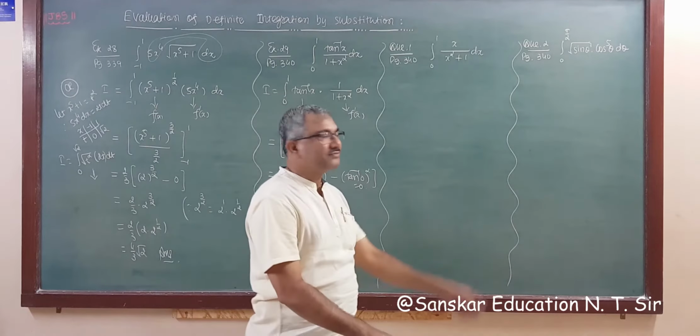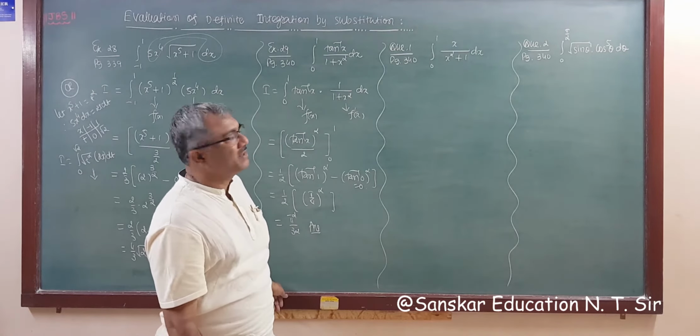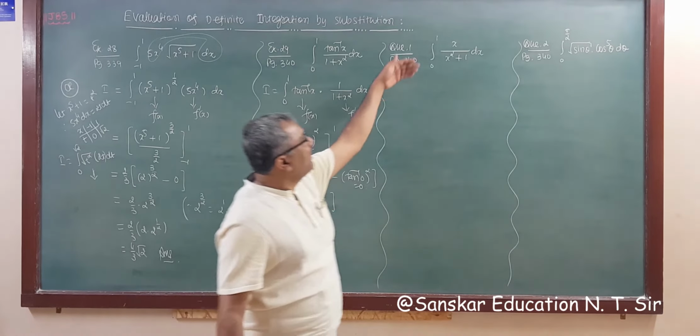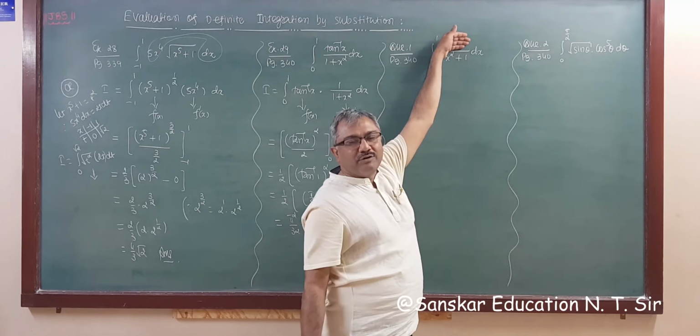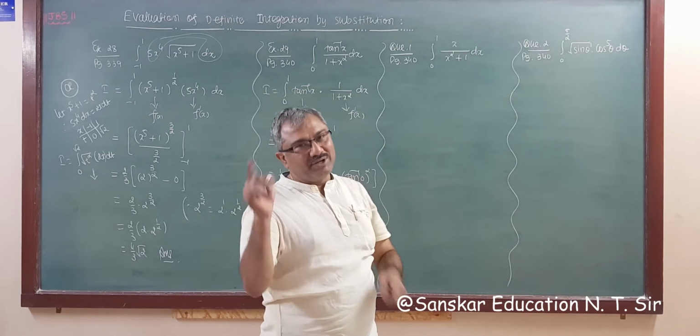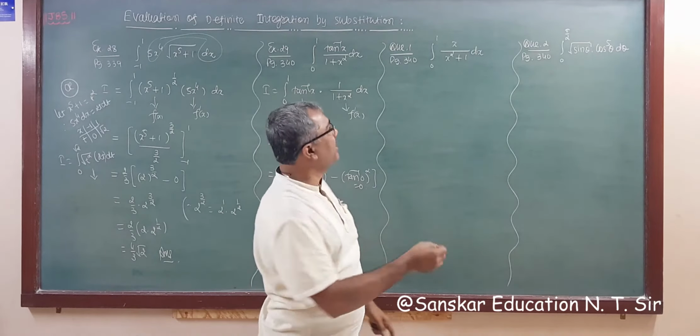Again, question number 1. Integration 0 to 1 x upon x square plus 1 dx. If x is not there, then this is the standard formula of tan inverse, but x is here. So what do you have to do? Check whether the derivative of the denominator is in the numerator. Yes. What is needed? 2 is missing, so multiply and divide by 2.